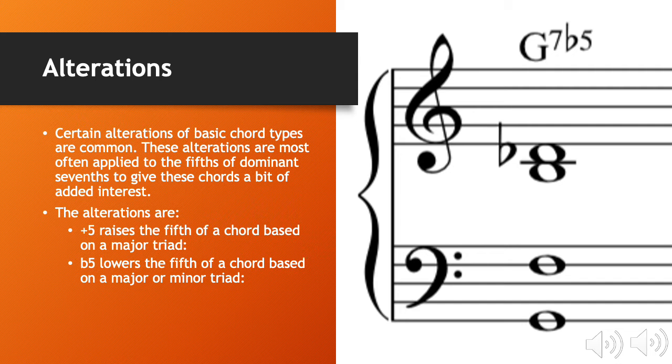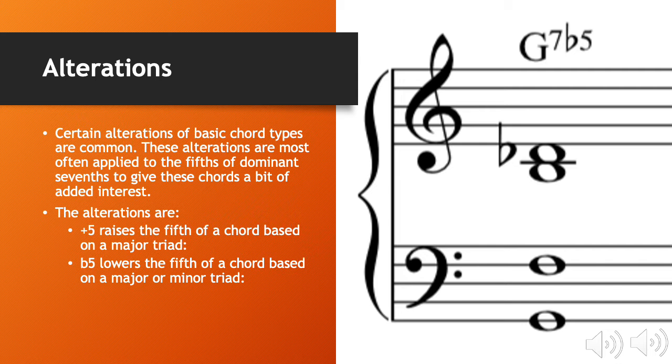Alterations. Certain alterations of basic chord types are common. These alterations are most often applied to the fifths of dominant 7ths to give these chords a bit of added interest. These alterations are an augmented fifth, that's the +5, which raises the fifth of a chord based on a major triad, or a flat 5, which lowers the fifth of a chord based on a major or minor triad, depending on what they have given you.